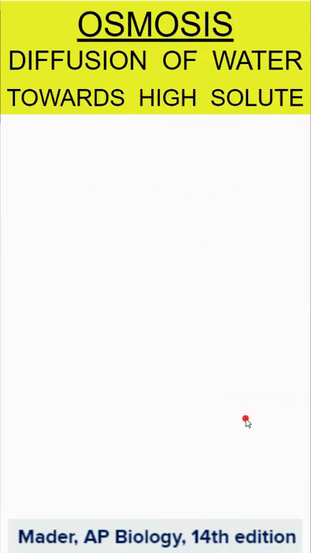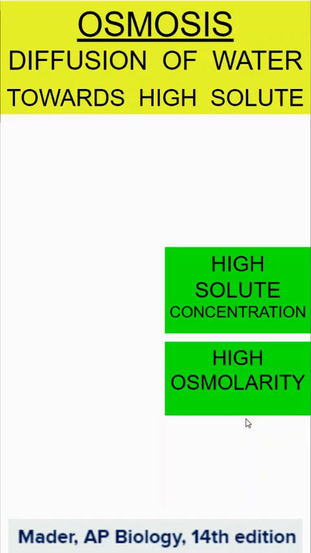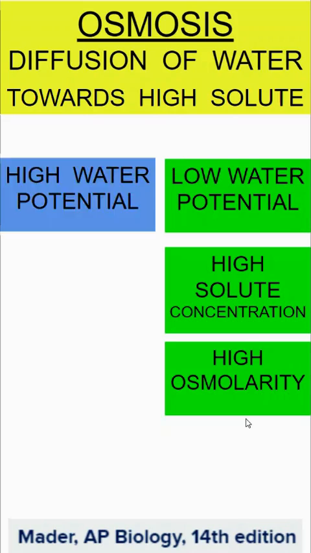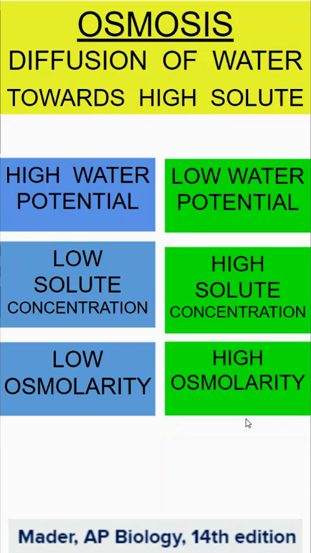When we look at this, we can talk about high solute concentration, but there's some more terminology. High solute concentration means the same as high osmolarity, which would equate to low water potential. The opposite of low water potential would be high water potential, which is synonymous with low solute concentration and low osmolarity. And again, water is going to travel from high water potential towards low water potential, from low solute to high solute, and low osmolarity to high osmolarity.